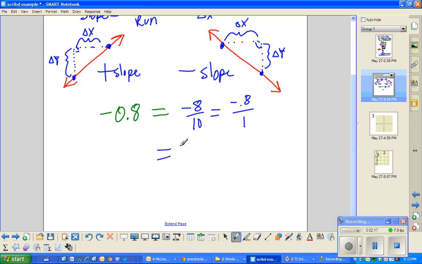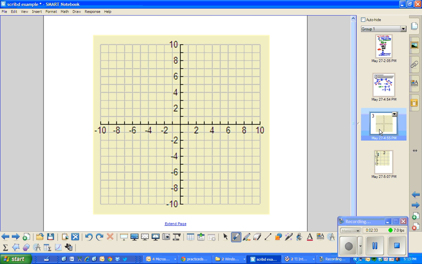Negative 8/10, I'm going to reduce the fraction to be negative 4/5. We could also say this is 4 over negative 5. Those are all equivalent things. So we will investigate that a little bit further. Okay, I'm going to pick a random point. Doesn't matter where. This point is 2, down 3. Okay, but we're going to use our slope, which is negative 4/5.